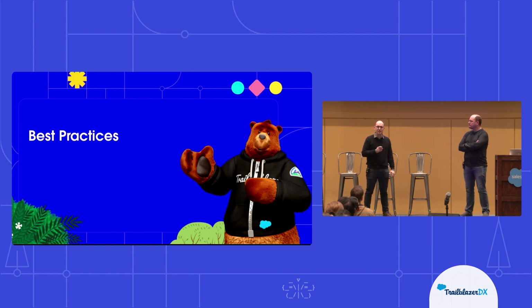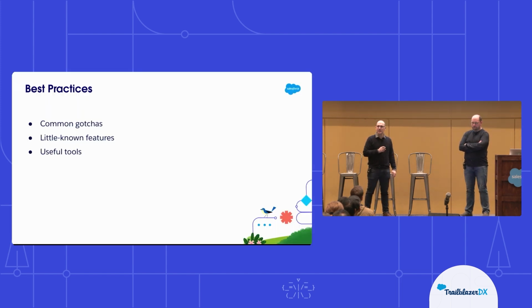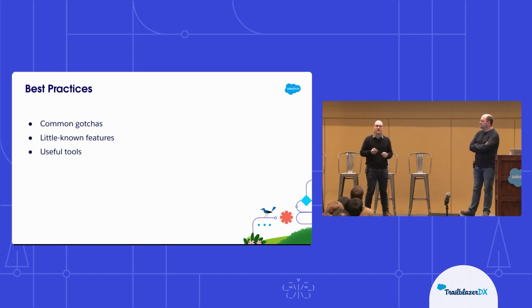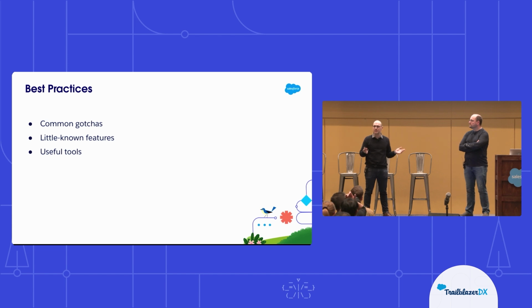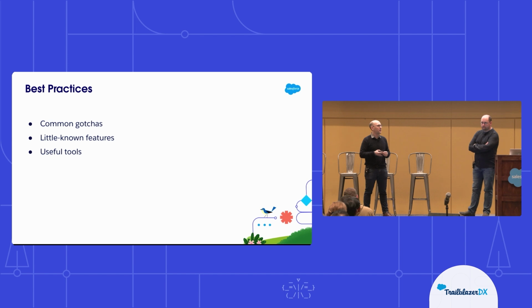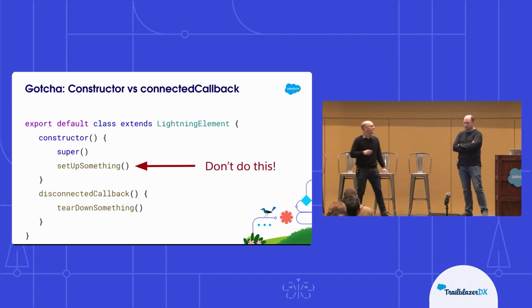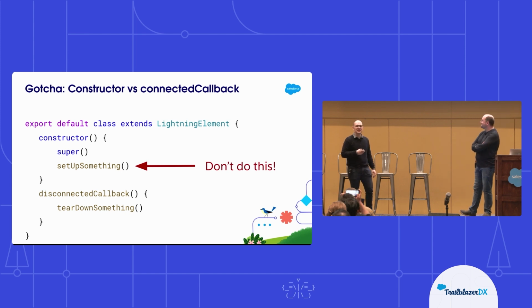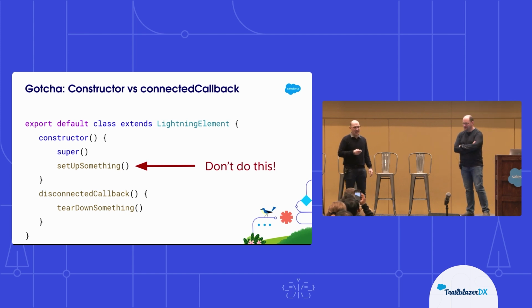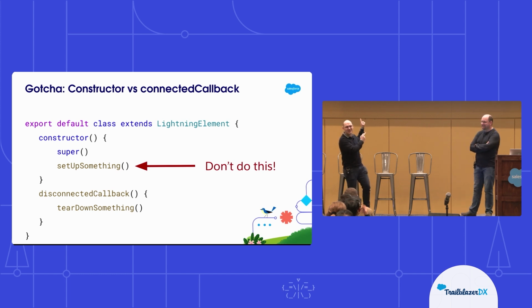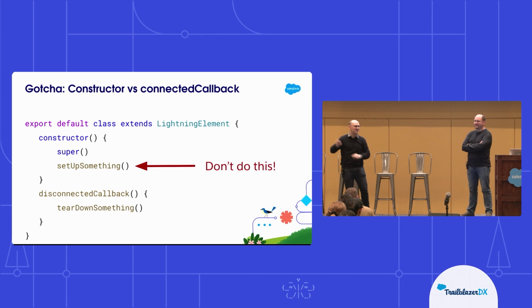OK, so starting off with best practices. I'm going to go over a few common gotchas and then also talk about some little-known features and some useful tools that might help you to avoid some of these gotchas and some of these anti-patterns that we're going to talk about. So here's one. This is a gotcha that I have seen several times in many components. And this is the do not do slide, by the way. So if you're taking a photo of this, like just wait for the do slide afterwards. So here is the anti-pattern.